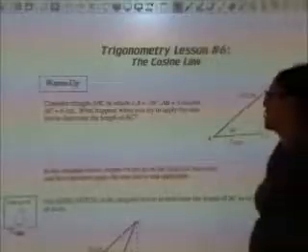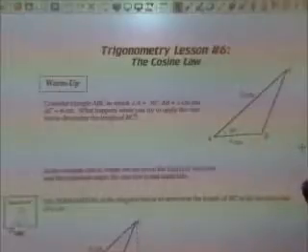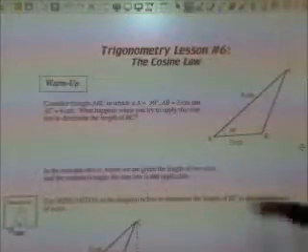Consider the following triangle. Angle A is 36 degrees, side length AB is 3 centimeters, and side AC is 6 centimeters. Determine the length of BC. So press pause, take a moment, and try to find out BC.